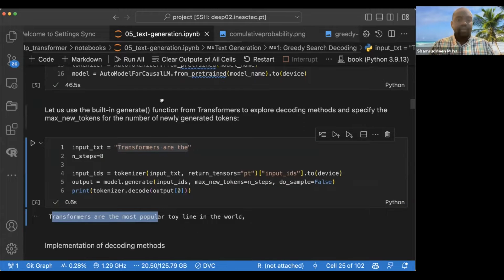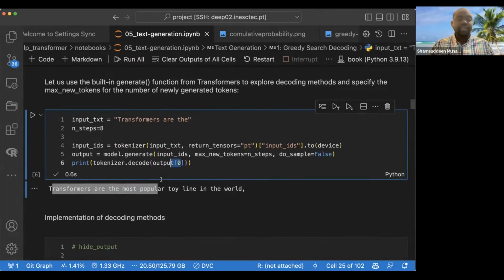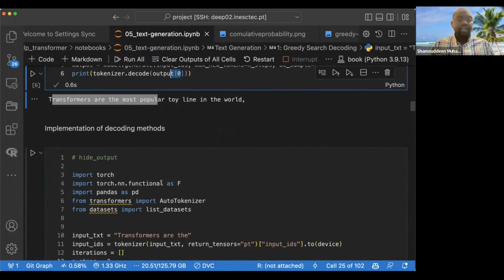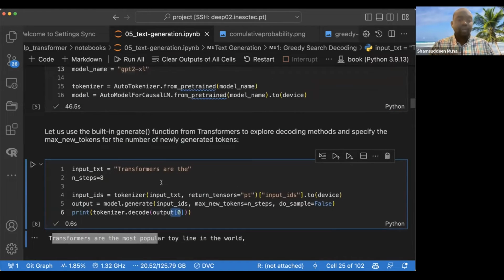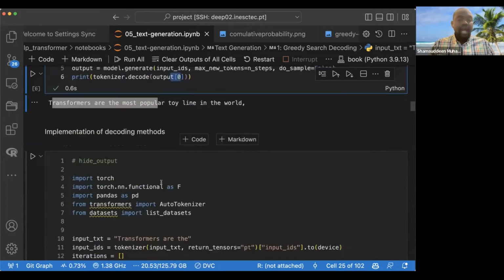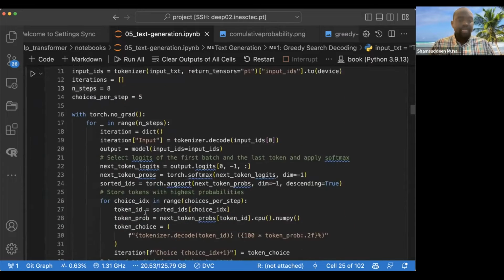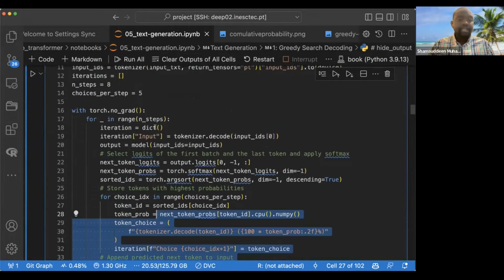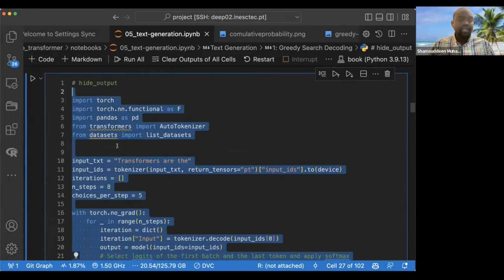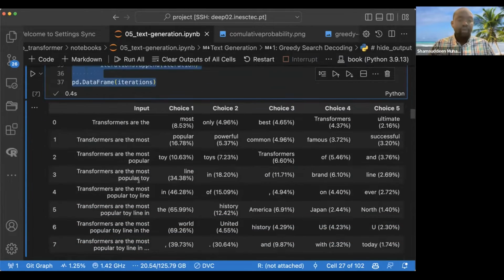So we use these simple lines to select the first one, which is the one with the highest probability. This is what we call greedy search: it selects the one with the top probability. But they also implement this decoding method, greedy search, from scratch in an alternative version, just to show us how greedy search works.